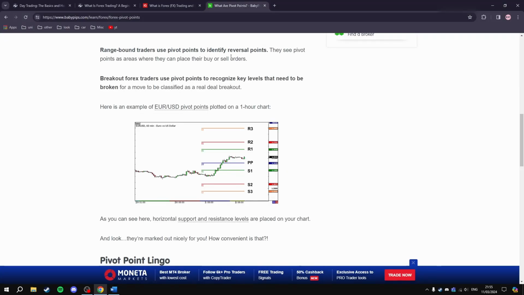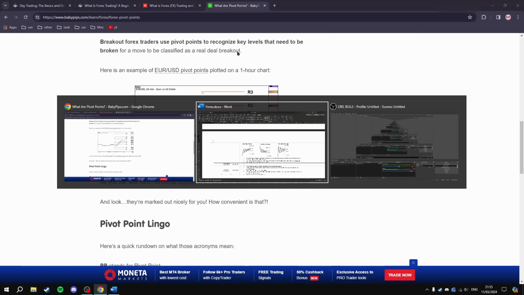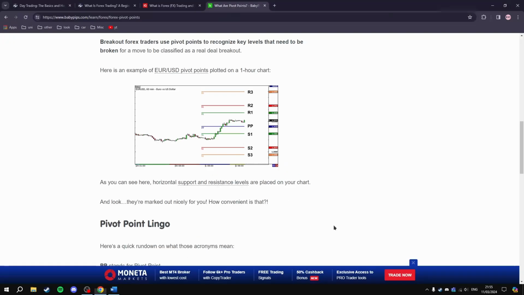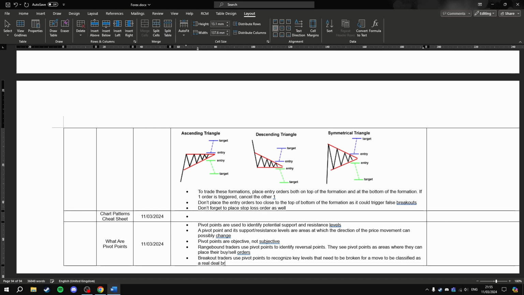Breakout Forex traders use pivot points to recognize key levels that need to be broken, for a move to be classified as a real deal breakout.